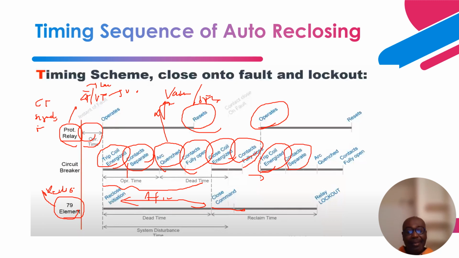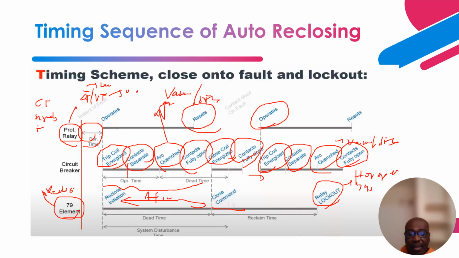Where the contacts separate. Then during the process of the contacts separating, an arc is developed, and that arc needs to be quenched either by vacuum or SF6 until the contacts are fully open. So this process basically continues, based on the number of programmed openings and closings by the 79 element, until the 79 element locks out and prevents operation of the breaker.